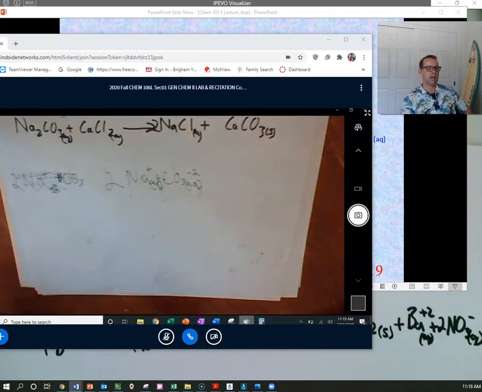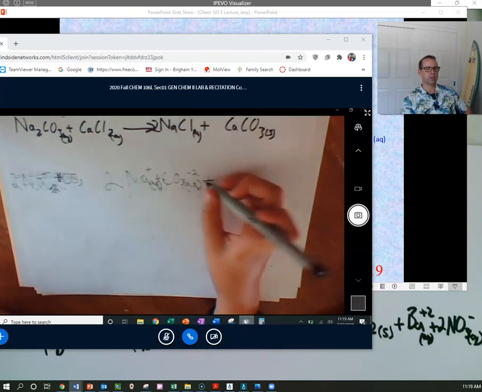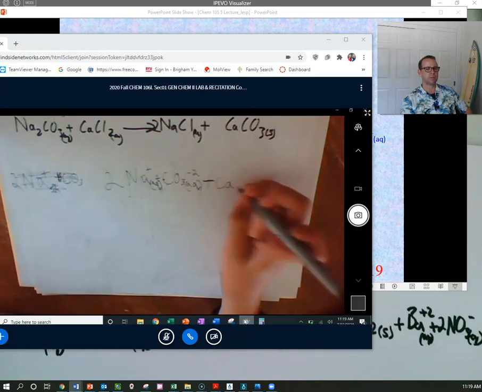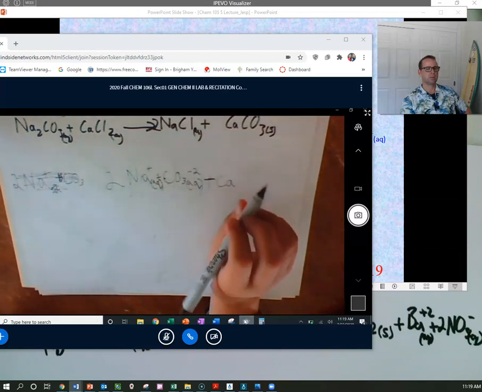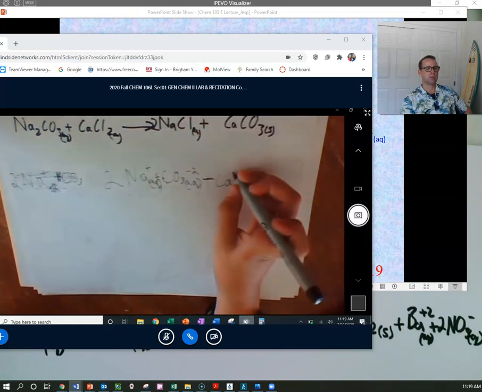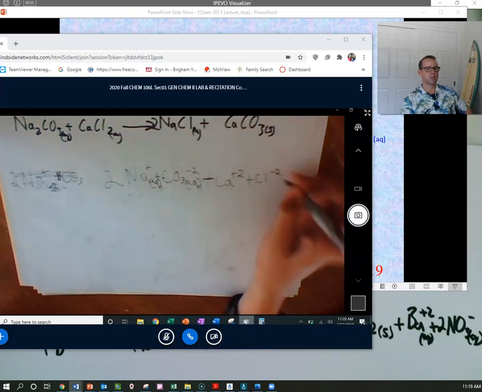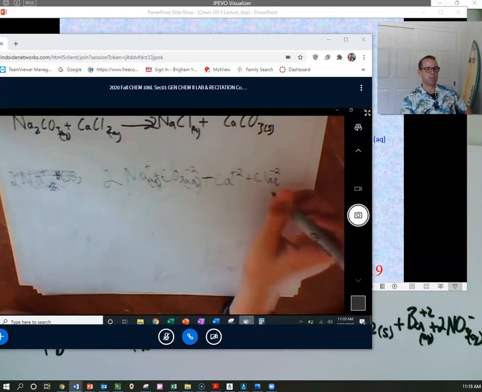Very good. Now we need to break down the calcium chloride, right? Because it's aqueous also. So in the ionic equation, it has to be written as ions. So we have calcium ions. Calcium. Positive 2. Positive 2, very good. And chloride ions. Is it minus 2? Yeah. How do you know?